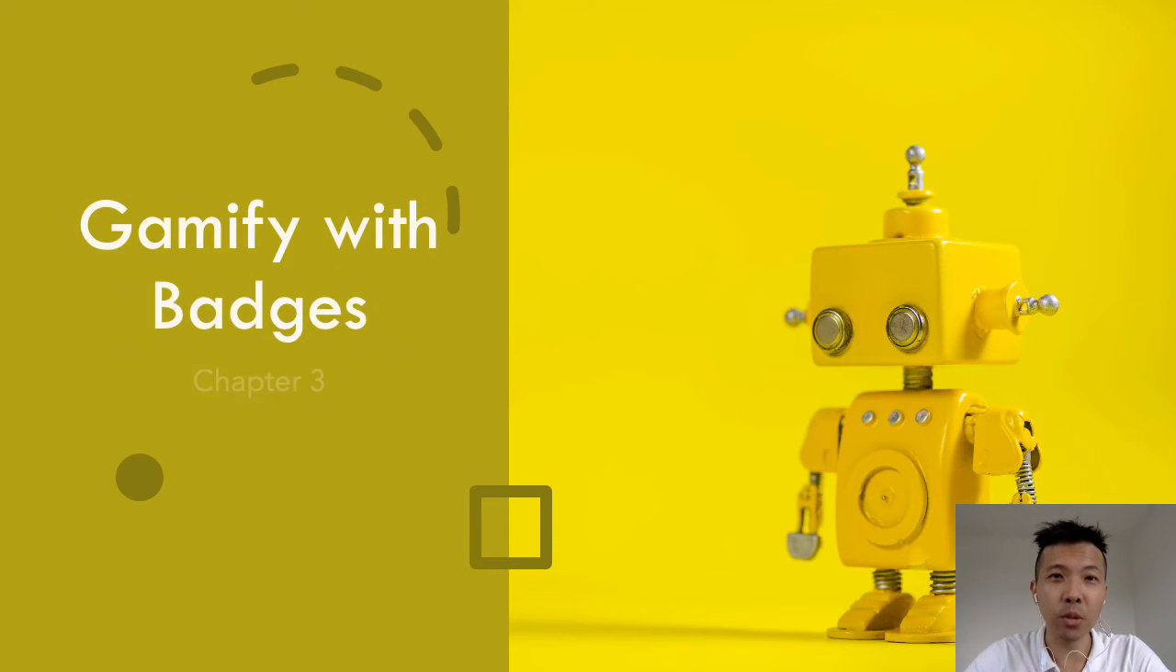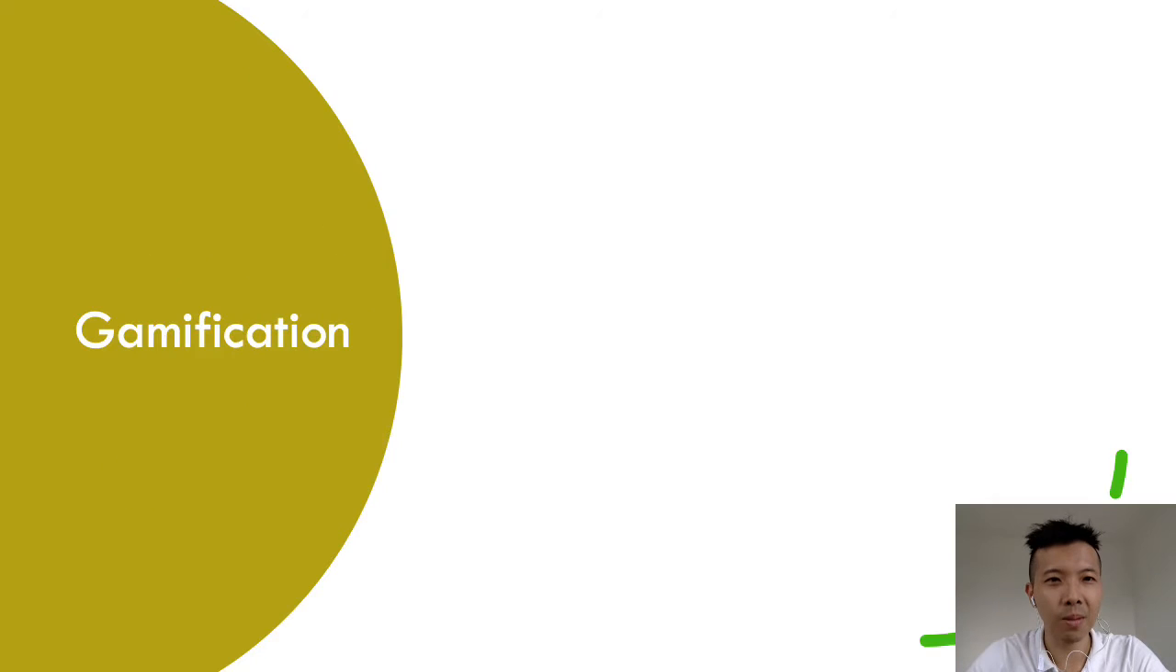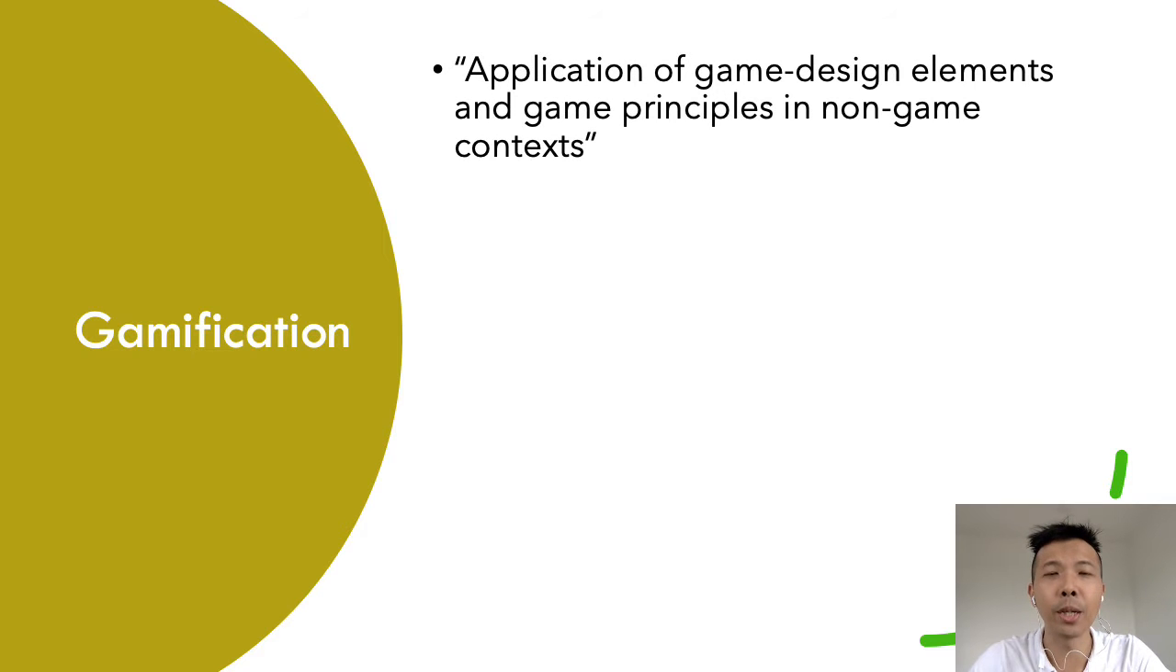Welcome to Chapter 3. Today we will learn about the topic on gamification and how to use Moodle badges to gamify your course. What is gamification? It is defined as the application of game design elements and game principles in non-game contexts. Recall the last game that you had played. It was fun. You had goals, you had a point system, you had rules.